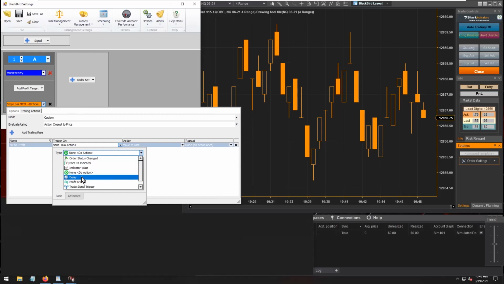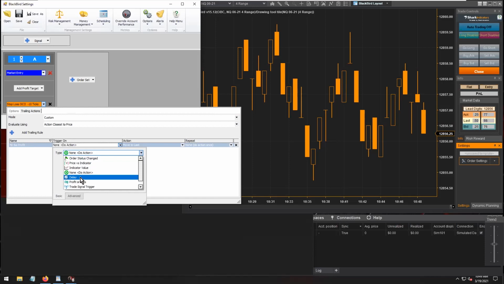If you want to use currency, say at $200 of profit, where you want your trailing rule to do something at $200 of profit, that's when you would use the profit or loss. So the profit or loss actually has currency built in. It has ATR built in, and tick offset built in.